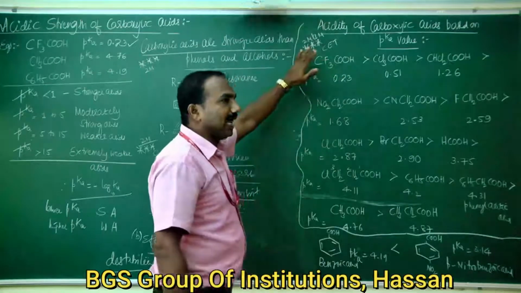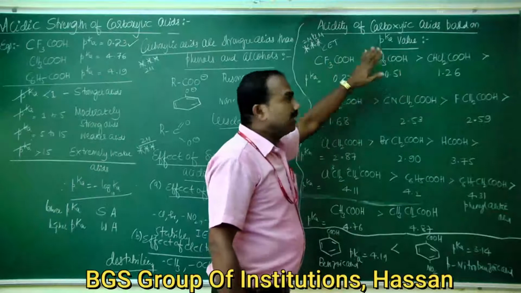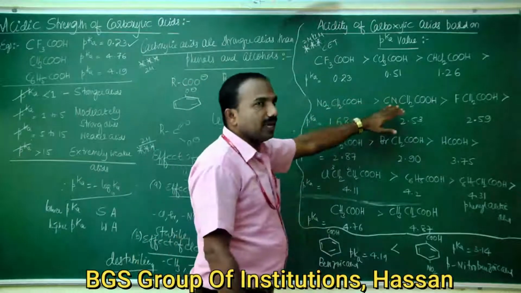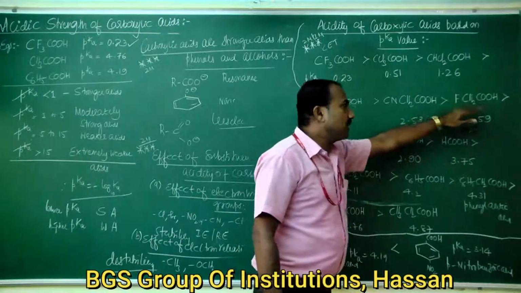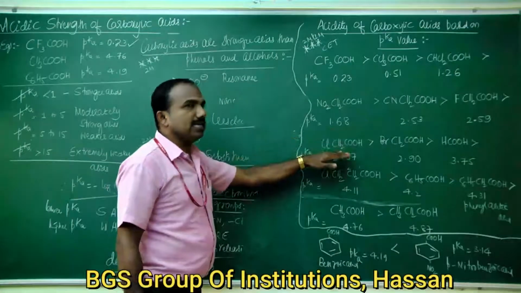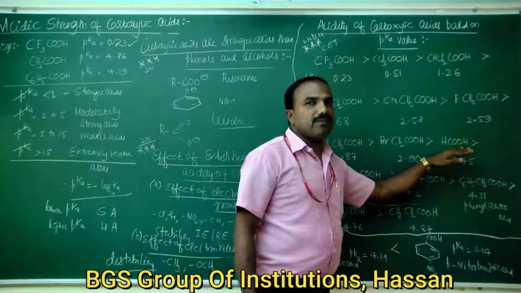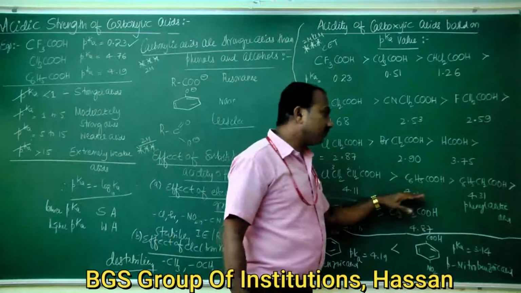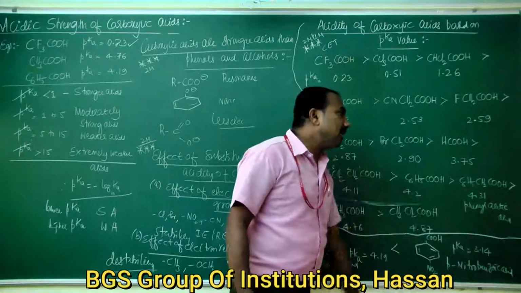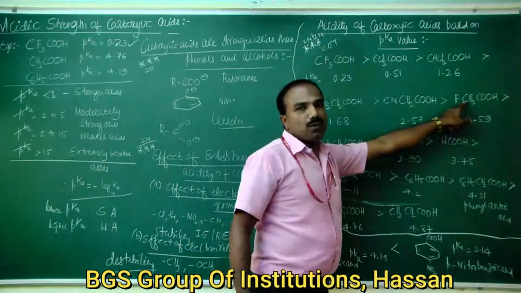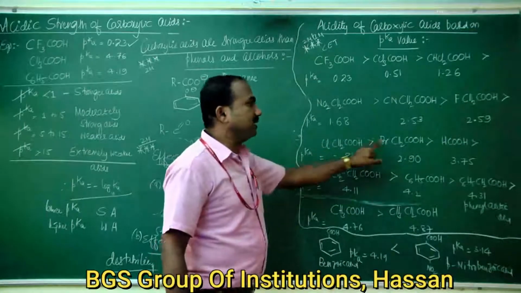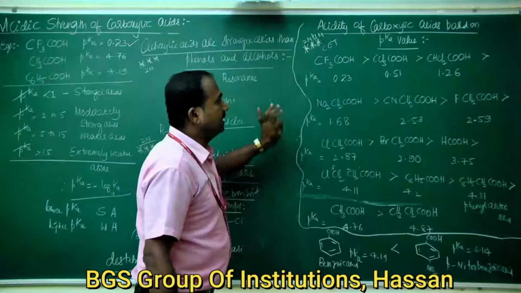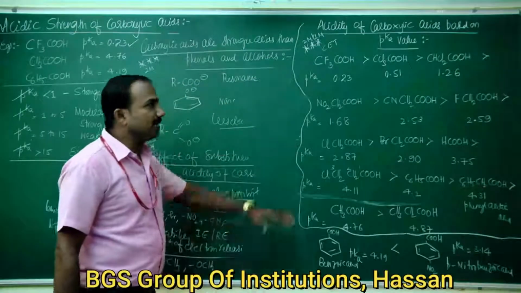Okay, that is trifluoroacetic acid greater than trichloroacetic acid greater than dichloroacetic acid greater than nitroacetic acid greater than cyanoacetic acid greater than fluoroacetic acid, greater than chloroacetic acid greater than bromoacetic acid greater than formic acid greater than 3-chloropropanoic acid, greater than benzoic acid greater than phenyl acetic acid. So this is monofluoroacetic acid, this is monochloroacetic acid, this is monobromoacetic acid. So this is about the aliphatic carboxylic acids in order of their acidic strength based on pKa value.